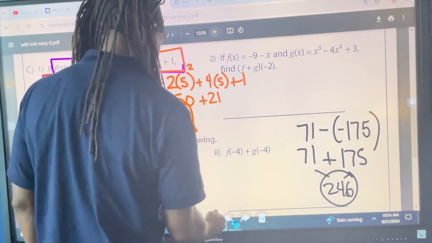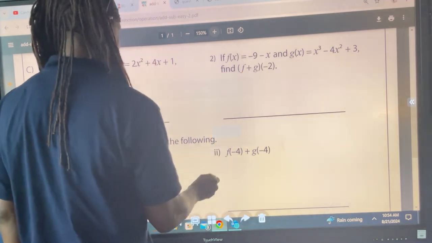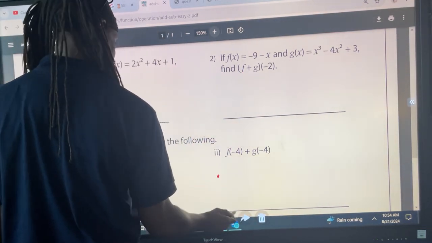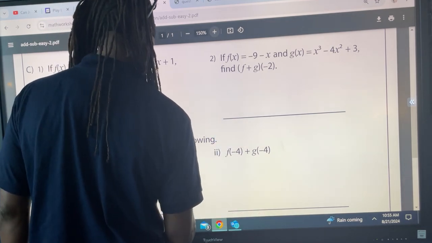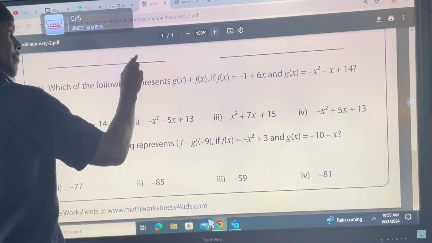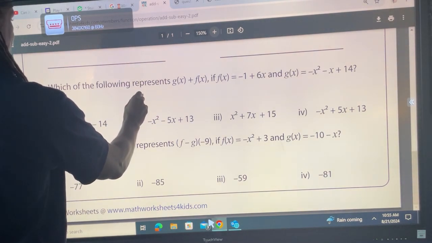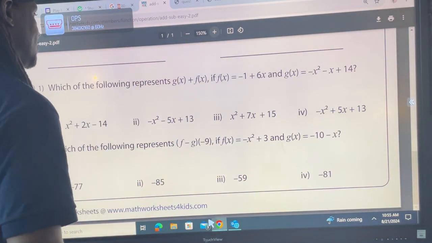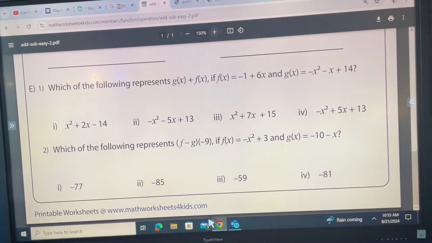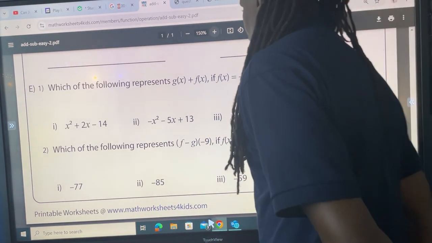You said we going where next? E1. It was in the bar. You wanted the easy one. Wait, was there an answer for E2? It cut off. We can do E1, but don't worry about number two.